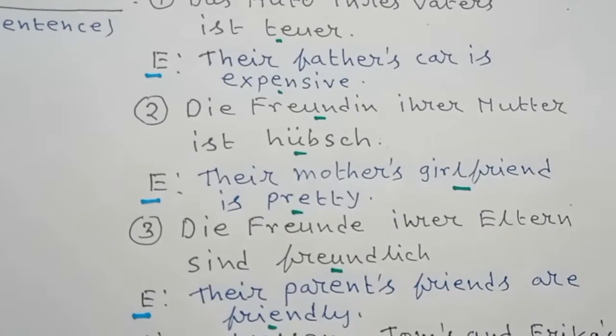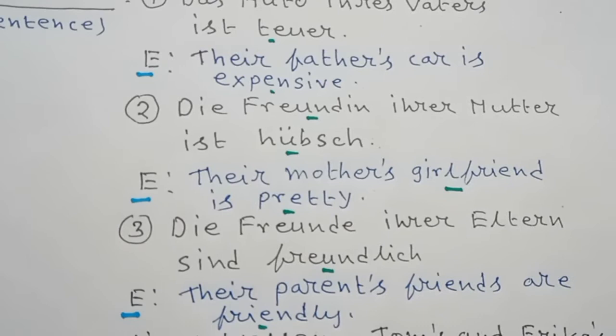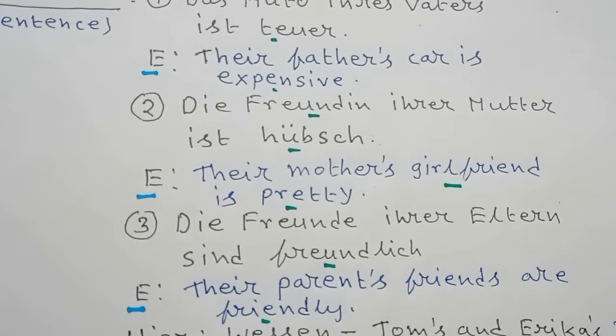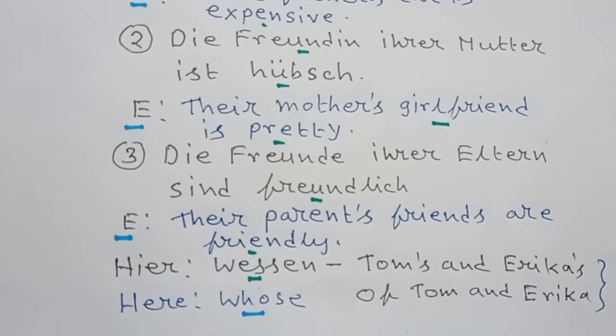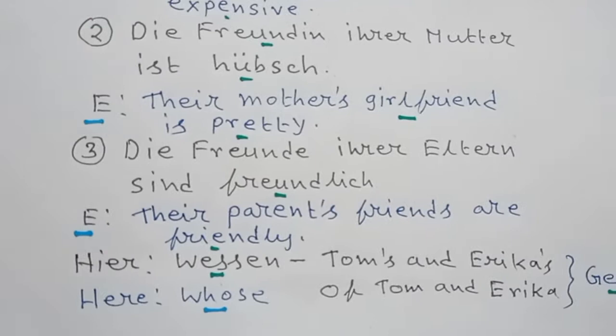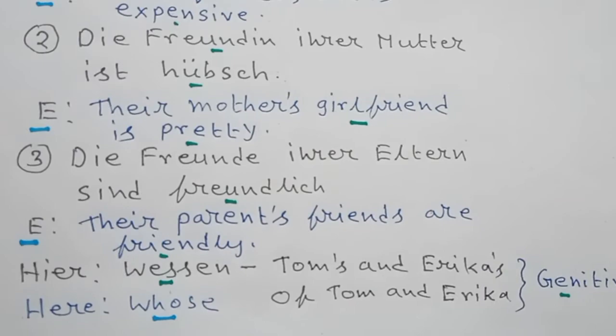Now, number two: Die Freundin ihrer Mutter ist hübsch. English: their mother's girlfriend is pretty. Number three: Die Freunde ihrer Eltern sind freundlich. English: their parents' friends are friendly. Here, wessen, or in English, whose: Tom's and Erika's, or of Tom and Erika, genitive.